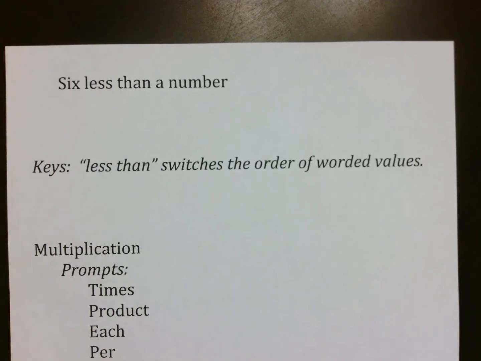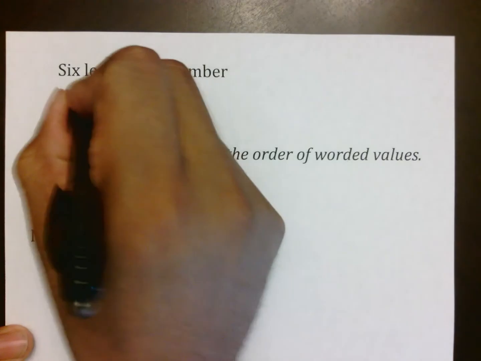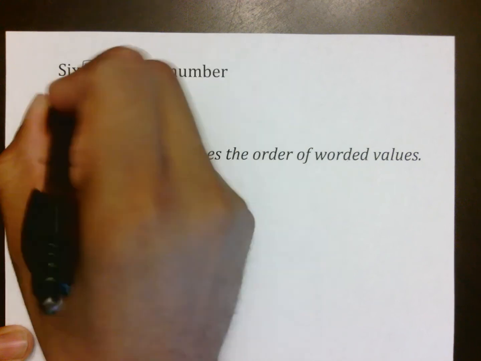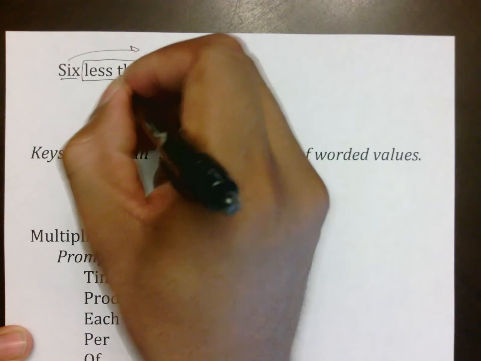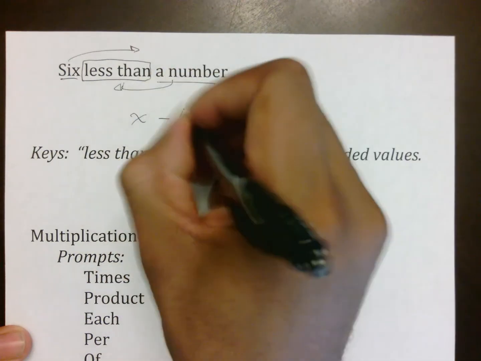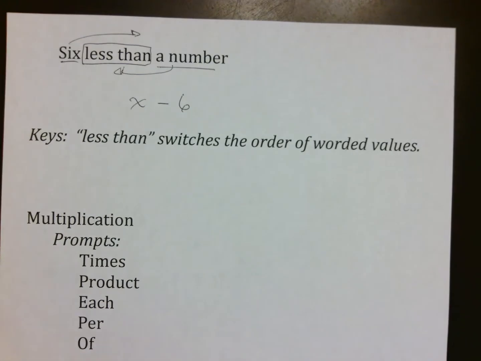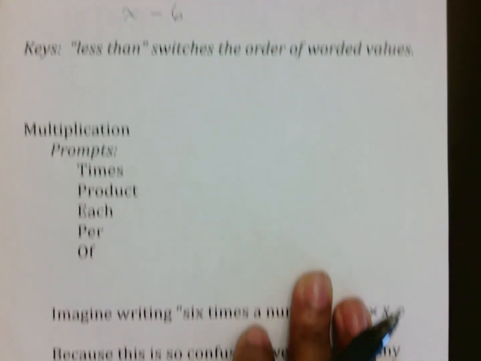But again, this is the tricky one you got to worry about, which is why we put a star by less than. In this case, less than is our operation prompt, 6 and a number. But the only way you do 6 less than a number is to switch the order here and put x first minus 6. So again, another key is that less than is a phrase that switches the order of worded values. Now be careful, because less than is different than less, and you got to make sure you remember which one's which. Otherwise you end up switching it when it's not supposed to be switched, and then you end up missing the whole thing. So just be careful on that.